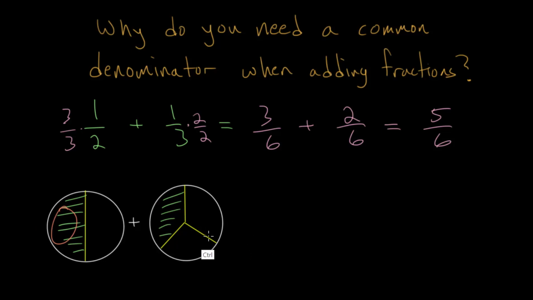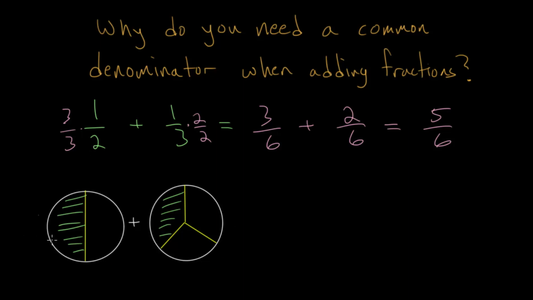What would be useful is to redivide our circles or our pizzas or pies into the same amount of pieces, and then we can just count up how many we have. And that's the process of finding that common denominator. Essentially, that common denominator just splits up your fractions so that they are all the same size pieces, and then we can just count up how many of those pieces we have.